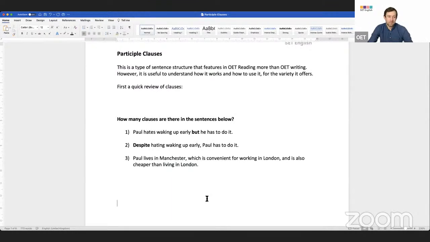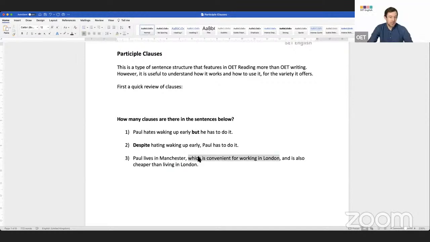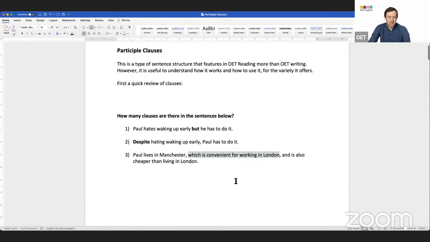It confused me as well last time you mentioned this sentence. It is convenient for working in London. Lots of people live in Manchester and get the train down to London and then come back and have a cheaper house up in the north where their money goes further. All right, let's move on though.